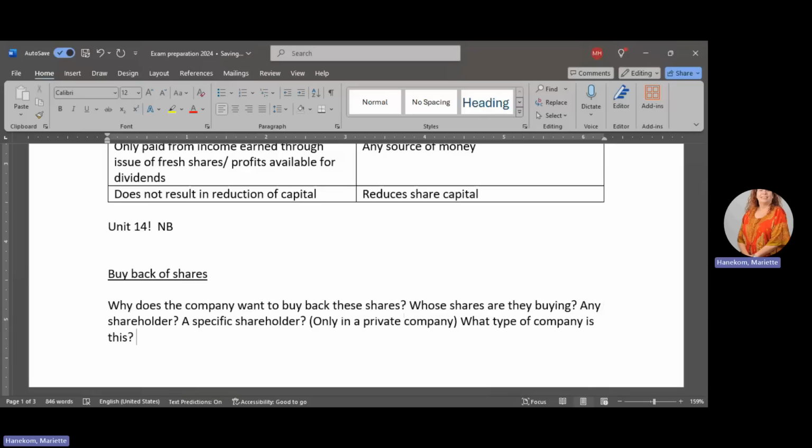What type of company is this? Is it a private company or a public company? Note the name of the company. So that's your preparatory work that you do in your mind before you start answering the question.